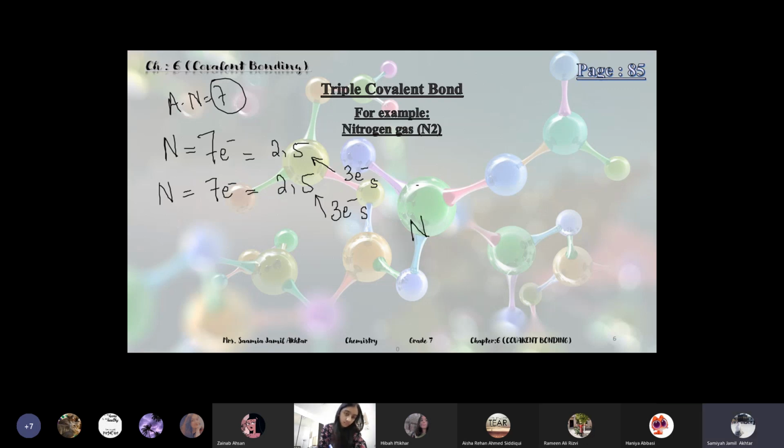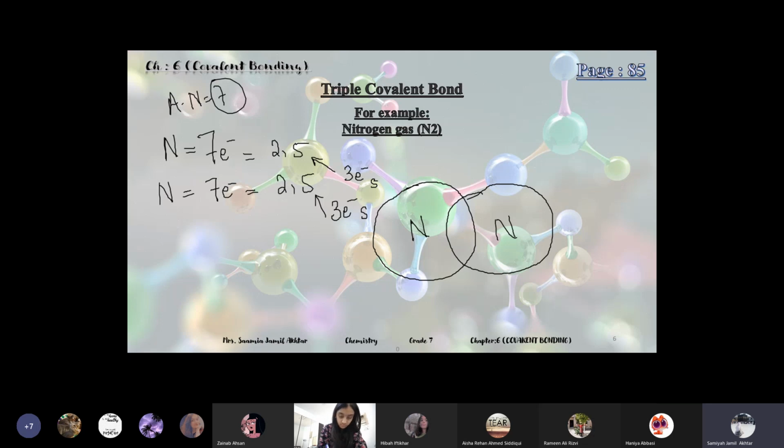So both of the nitrogen atoms will come close, and their shells will overlap. The bond is formed when all of the atoms need electrons and no one is ready to give. Then they will share. They need 3 electrons, so each nitrogen will share 3 electrons.